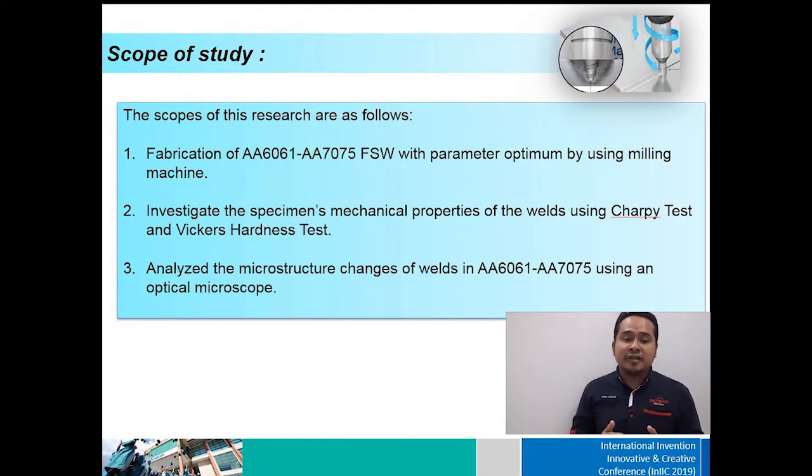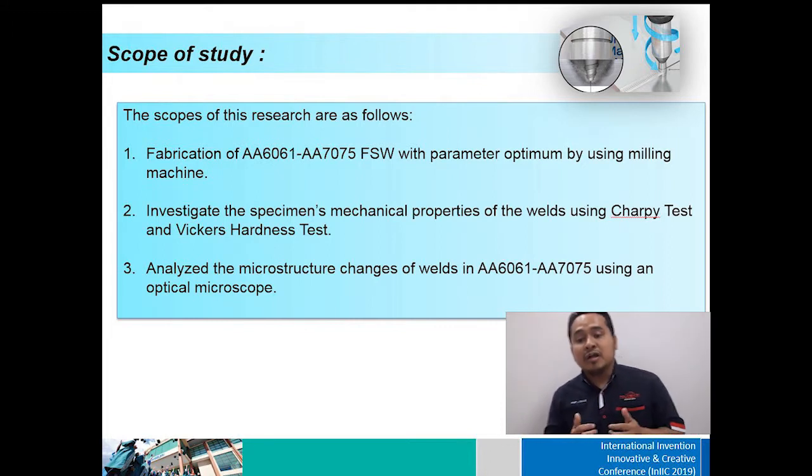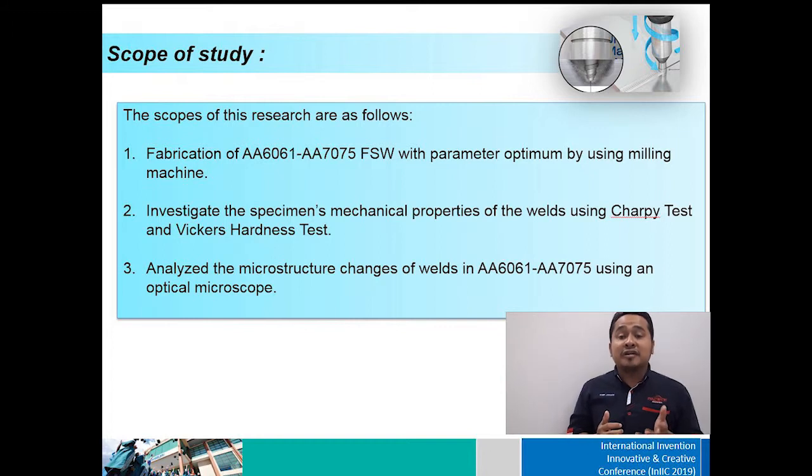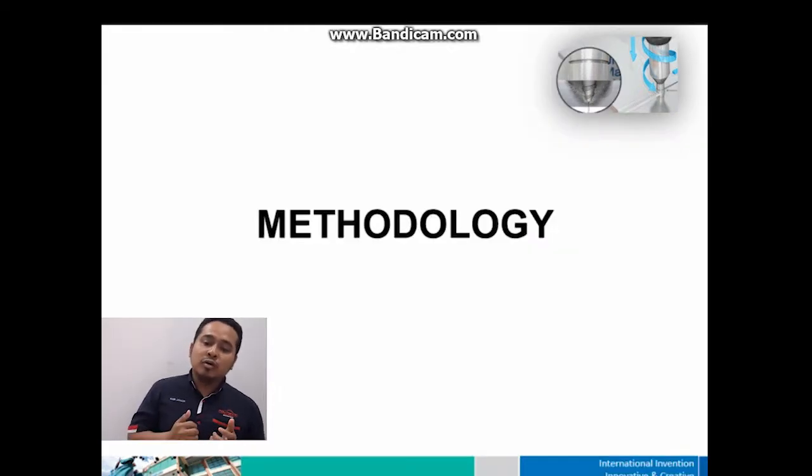The scope of the study: first, fabrication of the aluminum alloy 6061 and aluminum alloy 7075 FFW with optimum parameters using the milling machine. Second, investigate the mechanical properties of the weld specimen using the Charpy test and Vickers hardness test. And third, analyze the microstructure of the weld in the aluminum alloy 6061 and aluminum alloy 7075 using an optical microscope. We go to the methodology.